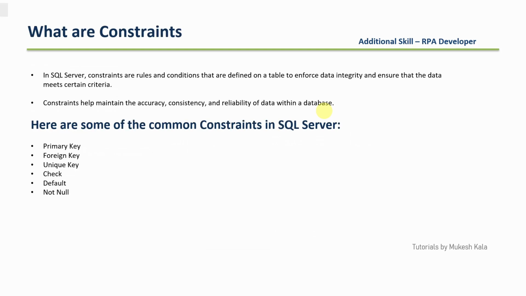So in SQL Server, constraints are the rules and conditions that are defined on a table to enforce the data integrity. It simply means that if I want to have my data which is accurate, consistent and reliable, I apply something which is called constraints. This we have already discussed in the first video, and these are the common constraints which are available: primary key, foreign key, unique, check, default and null.